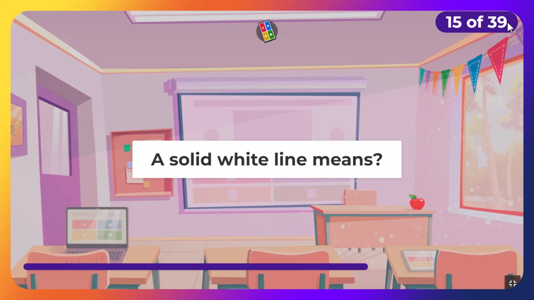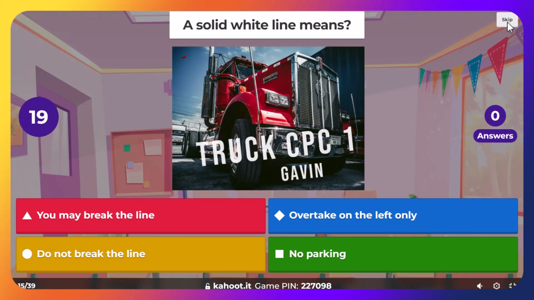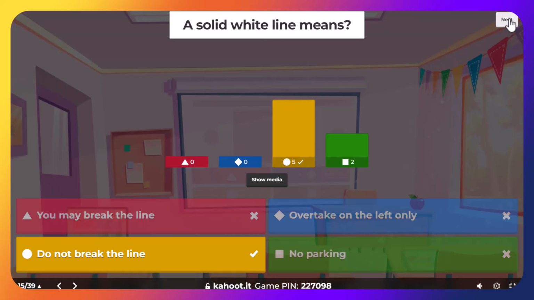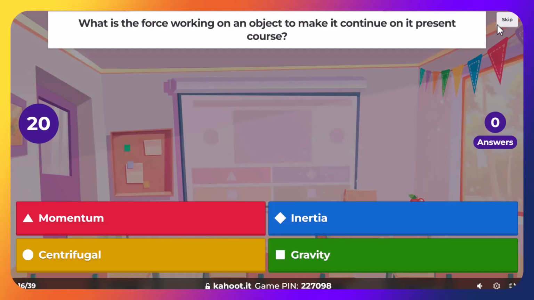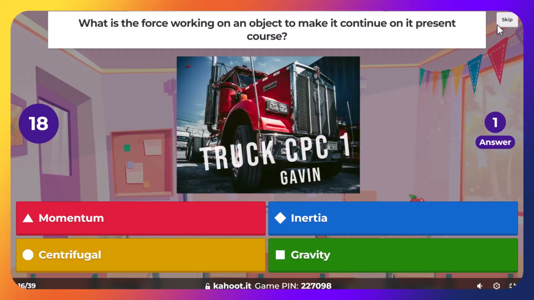A solid white line means what? Okay, these two have stopped drinking or smoking, whatever they're smoking before class. What is the force working on an object to make it continue on its present course? We discussed the forces yesterday, remember?